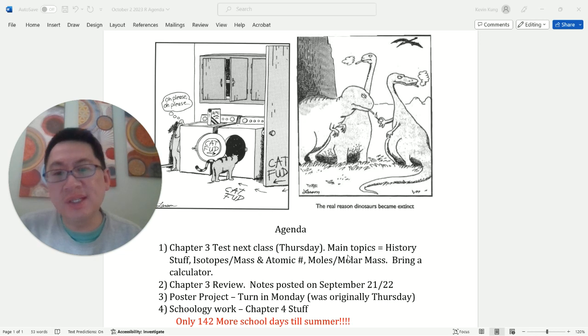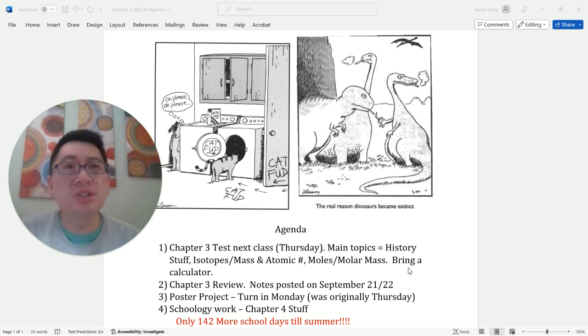A few things. Today's Tuesday, and there is a test next class on Thursday. The main topics of the test will be all the history stuff, isotopes, mass number, atomic number, moles, molar mass. Bring a calculator. You need to bring a calculator to the test. Cell phones are not allowed, but calculators are allowed. So bring a calculator to the test.